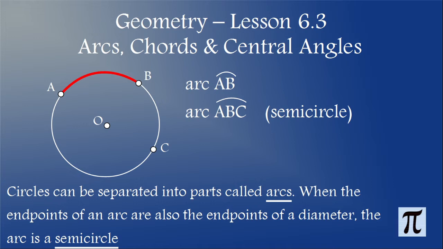We can use this notation for arcs. Instead of having a straight line for a segment, we have a curved line. So arc AB can be written like this. Sometimes you'll need to use 3 letters to denote exactly which part of the circle you're talking about. Here, we would use ABC to denote the arc starting at A, going through B, and going over to C. If we just said arc AC, we don't really know which way around the circle we're going.